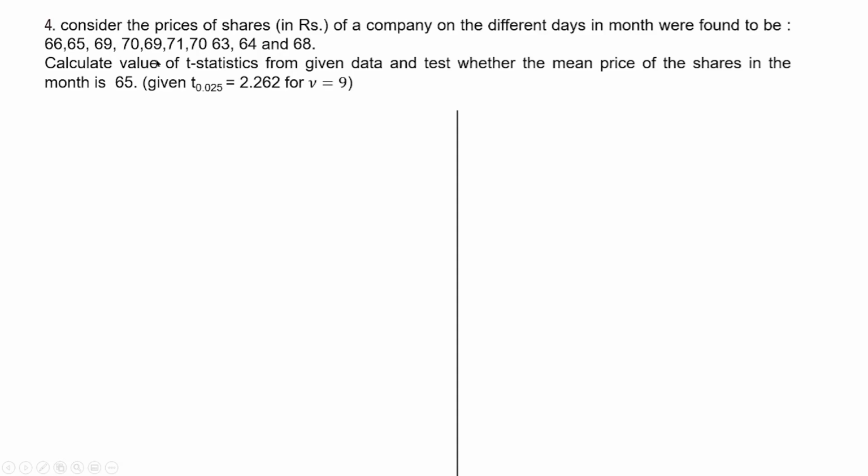Next question. Consider the prices of shares in rupees of a company on different days in a month, which were found to be as follows. These are the prices of shares of a company on different days. Calculate the value of t statistic from the given data and test whether the mean price of the shares in the month is 65. So we need to test whether mu equal to 65 at 5% level of significance.